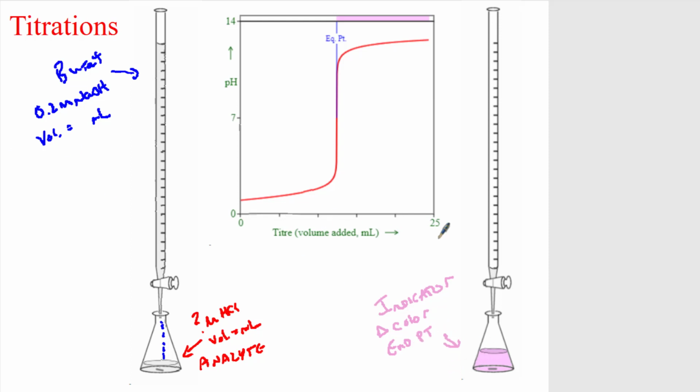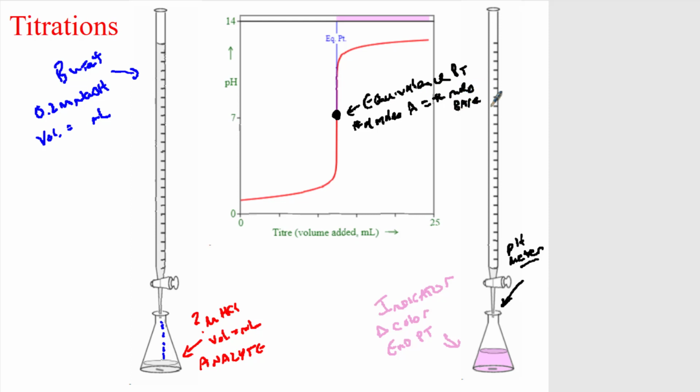But we can also use a pH meter in here. When we use a pH meter, if we measure where the pH happens to go up very rapidly, we call that the equivalence point. The equivalence point is when the number of moles of my acid are equal to the number of moles of my base.